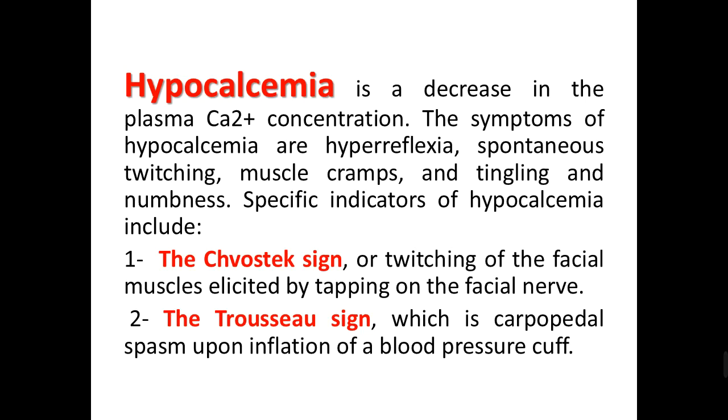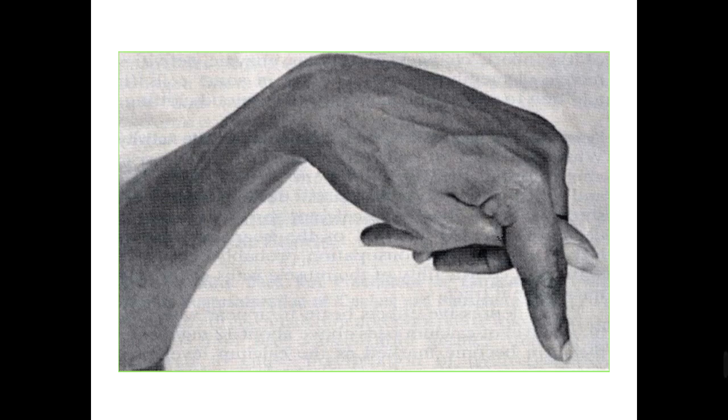The other indicators of hypocalcemia during examination of the patient are the Chvostek sign and the Trousseau sign. The Trousseau sign is a carpopedal spasm upon inflation of a blood pressure cuff. It means when we inflate the cuff of the blood pressure instrument, it will cause a spasm in the fingers of the hand, which is called carpopedal spasm. These two signs are indicators of hypocalcemia when we examine the patient. This figure illustrates the Trousseau sign.